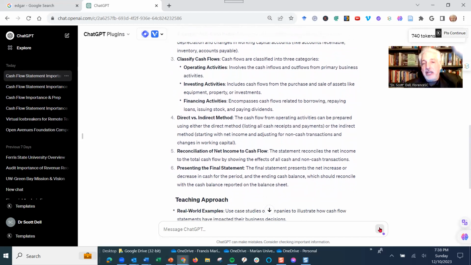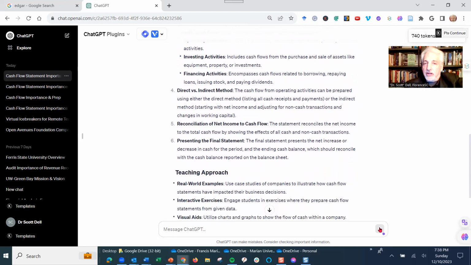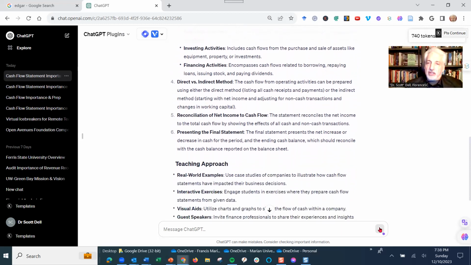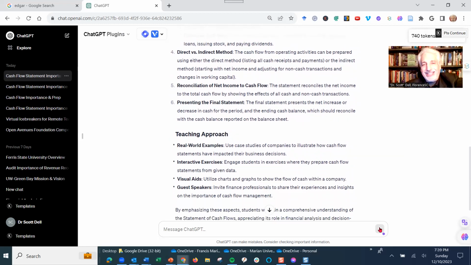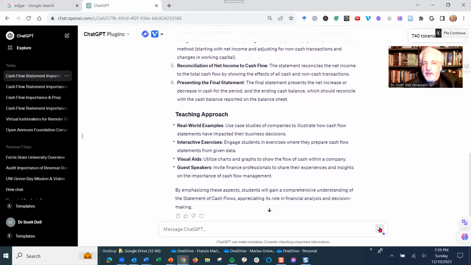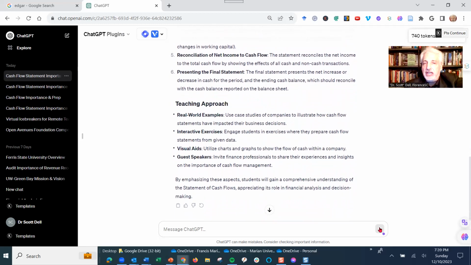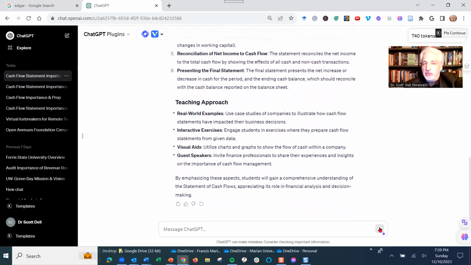I've already mentioned operating, cash inflows and outflows from primary business. Investing, that's from purchase and sale of assets like equipment, PP&E, property, plant, and equipment, or other investments. And then financing. We're borrowing money or we're actually issuing stock. Or we're buying back treasury stock possibly. It mentions the direct and indirect method. We're going to emphasize indirect all the way. Reconciliation of net income to cash flow and presenting in the final statement.